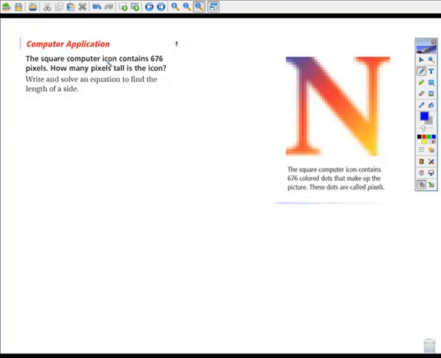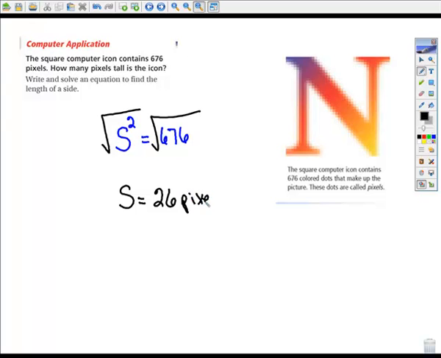So it says the square contains 676. How many pixels tall? If we look at this as a square, then I can look at that as the area. That's how many little dots cover it. So then I know that my area, which is side squared, equals 676. So the inverse operation of squaring is square rooting. So I know that my side equals, in this case, 26 pixels.